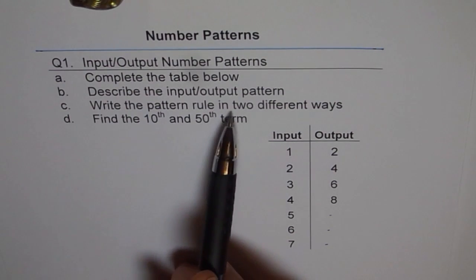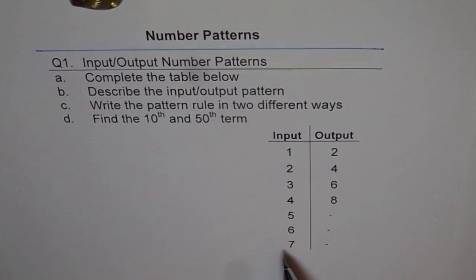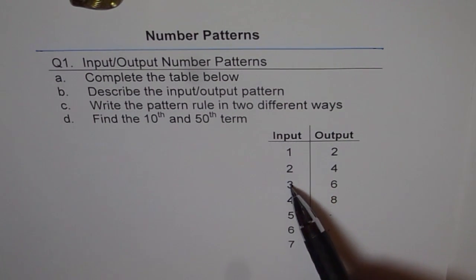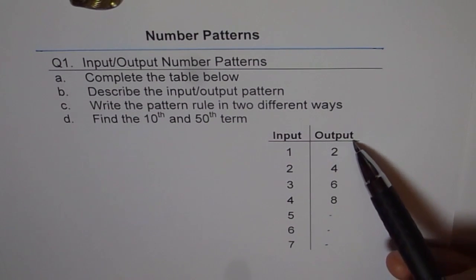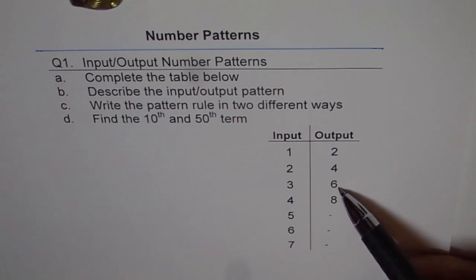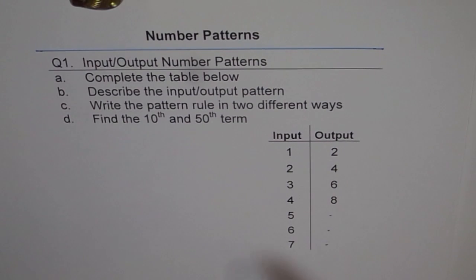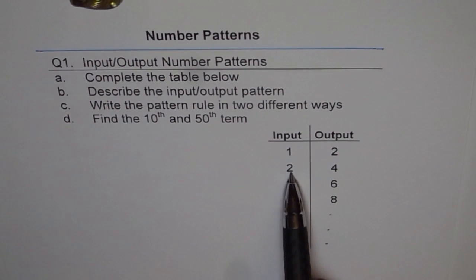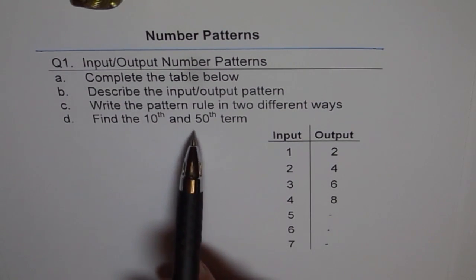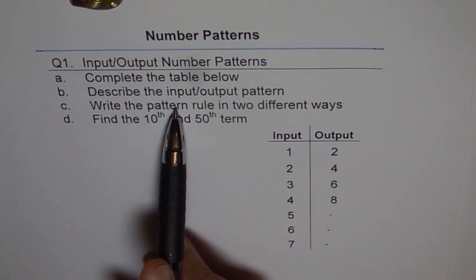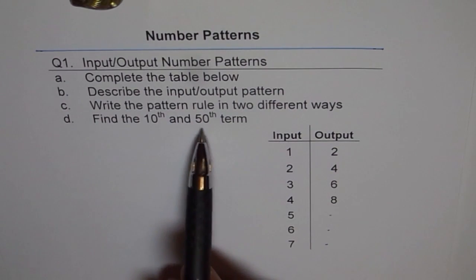Write the pattern rule in 2 different ways. You can write pattern rules for inputs. Start at 1, go up by 1 each time. Outputs start at 2, go up by 2 each time. Or from input to output. So do you see some relation? Times 2. 4 times 2 is 8, 3 times 2 is 6, 2 times 2 is 4, 1 times 2. Correct? Find the 10th and 50th term. Use your pattern rule to find the 10th and 50th term.